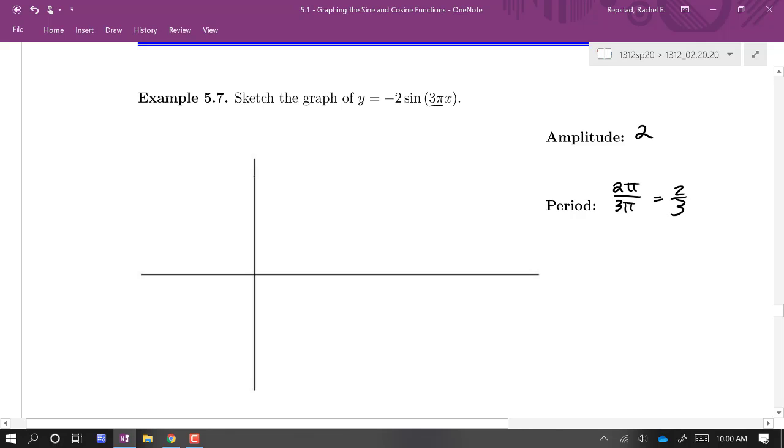The amplitude is 2, so I'm going to mark that as positive 2 and -2 on the y-axis. The period is 2/3, so I need to go out to accommodate one full period. It goes from 0 to 2/3. I'm just going to mark near the end of my x-axis 2/3, and I'm going to cut that up into fourths. Marking the x-axis is something that sometimes people find challenging.